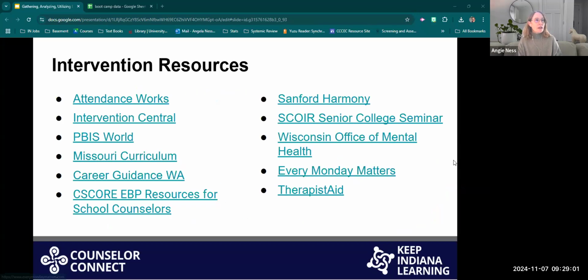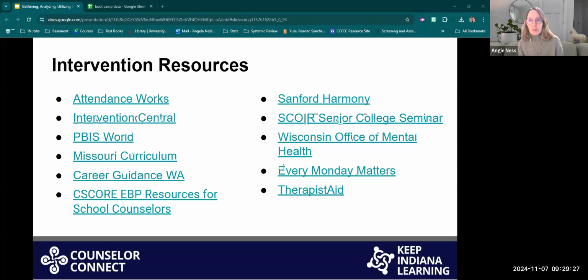So some intervention resources, there is a lot out there. I've used most of these, and the ones that I included because they're free. So Attendance Works we talked about before. A lot of information, especially adult-facing information about the importance of attendance and how we can help families understand why that's important.